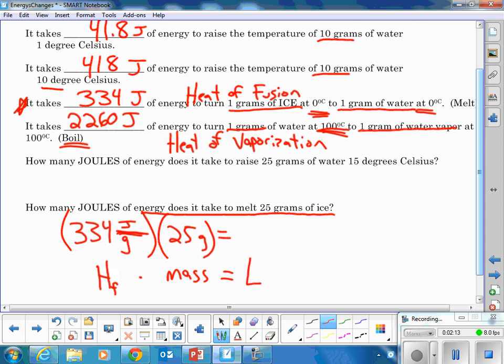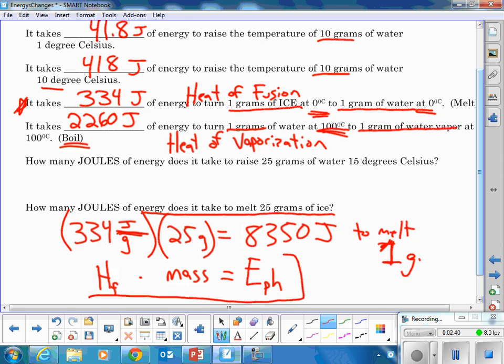That's the mass. And what that's going to tell us is how much energy we're going to have to put into the phase change to melt something. So you probably have to get a calculator out for this one. Take 334 joules for every gram times 25 grams. We get 8,350 joules to melt 25 grams.